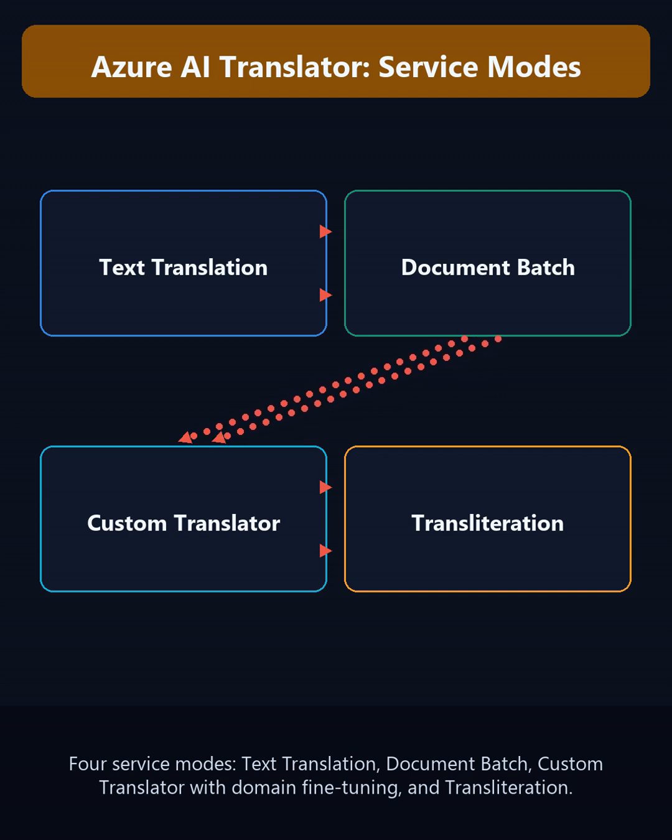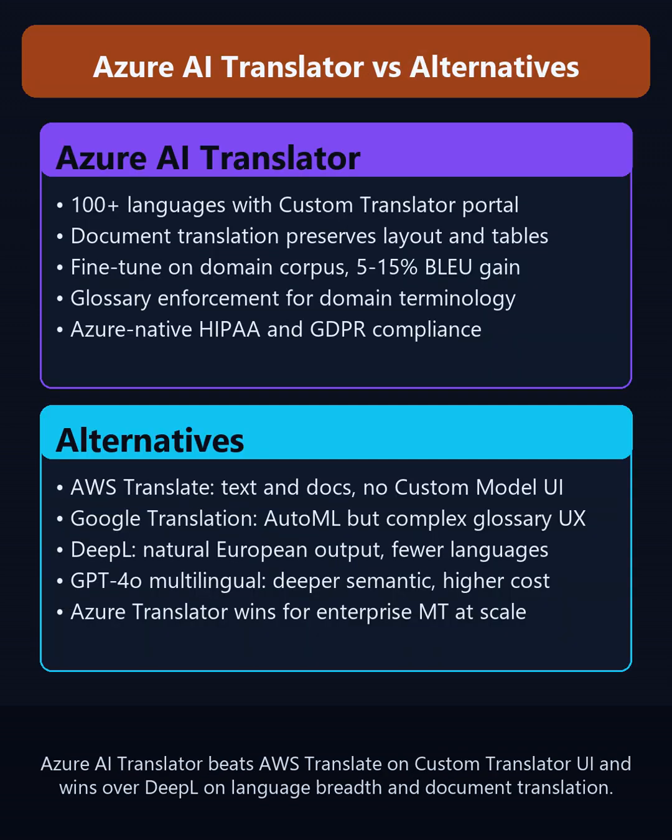How does Azure AI Translator compare? AWS Translate covers real-time text and document translation, but lacks a no-code custom translator training portal. Google Cloud Translation supports 100+ languages and has AutoML translation, but has a more complex glossary management experience. DeepL produces very natural-sounding output for European languages, but supports fewer languages and has no custom model training. Azure AI Translator leads on custom translator ease of use, document translation with layout preservation, and native Azure Enterprise integration.